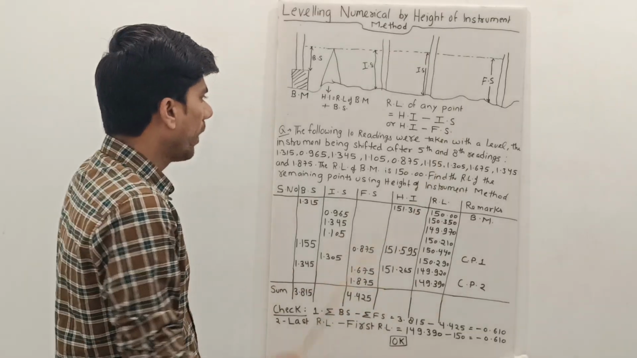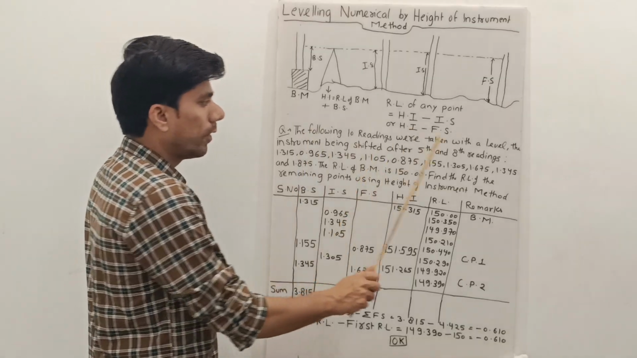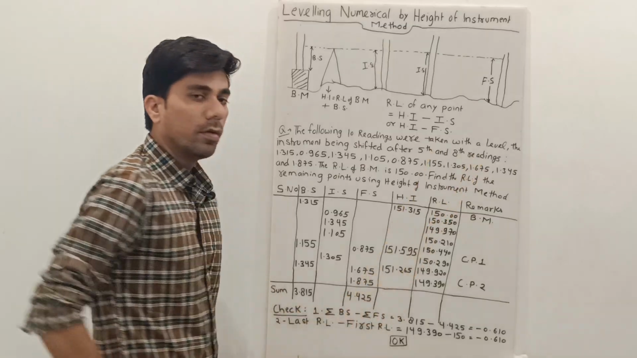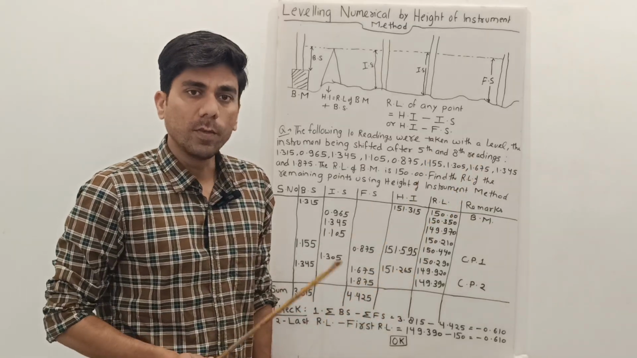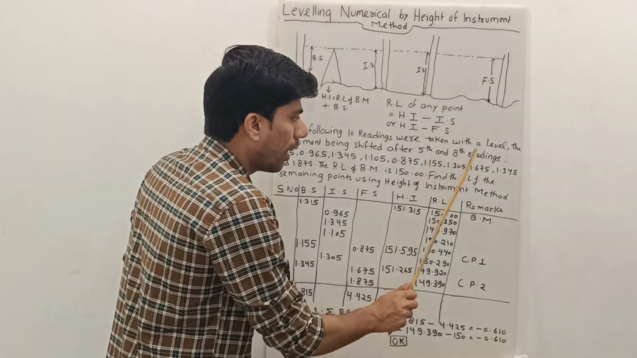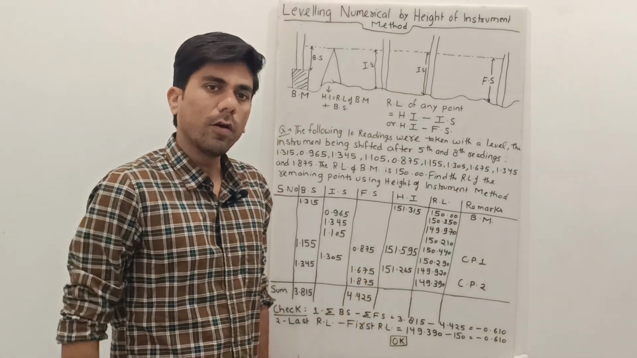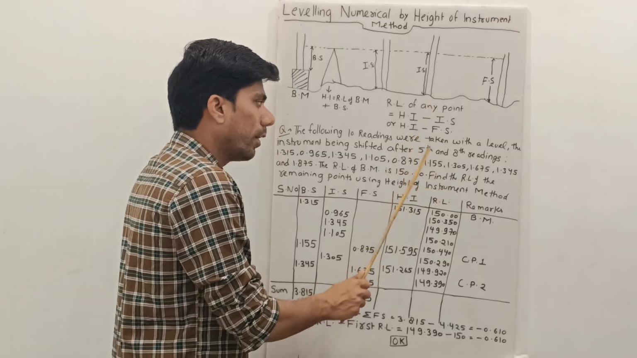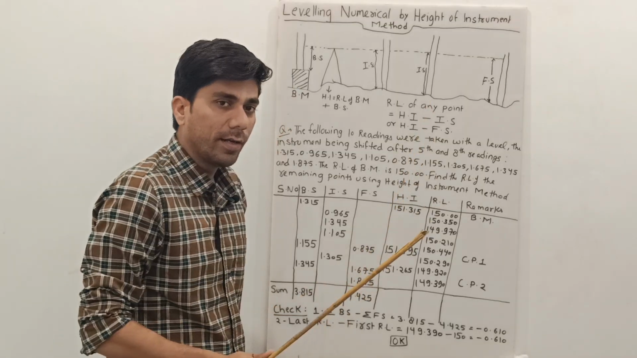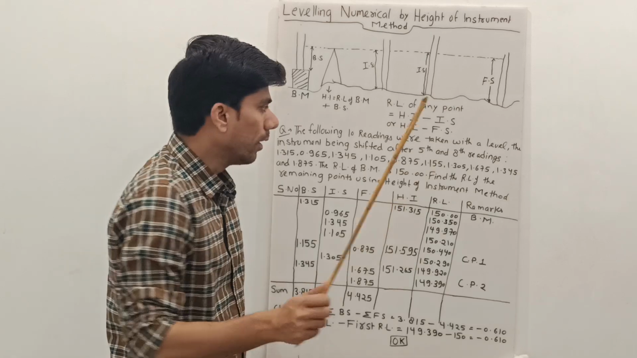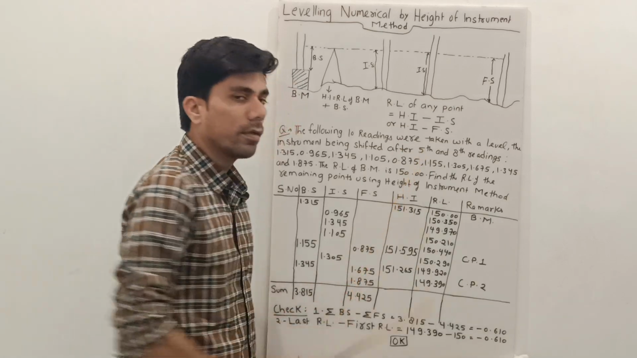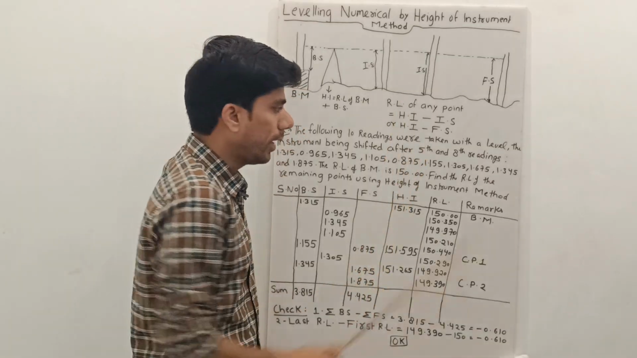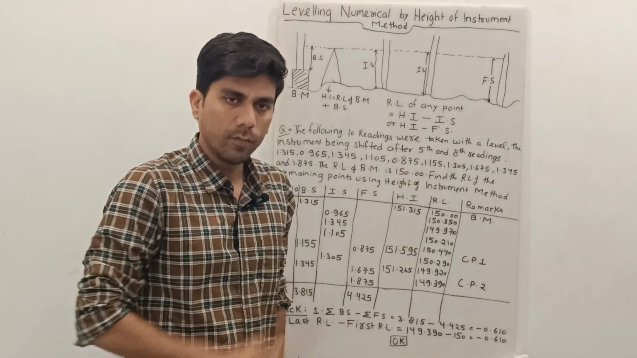Now moving on to the numerical: the following 10 readings were taken with the level, the instrument being shifted after the 5th and 8th reading. So it is clearly mentioned that the instrument was shifted after the 5th reading and after the 8th reading. As I had already discussed in the previous lecture, the final reading before the instrument is shifted is always written under the foresight column. So the 5th reading would be a foresight and the 8th reading again would be a foresight.